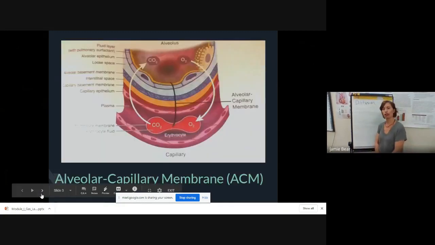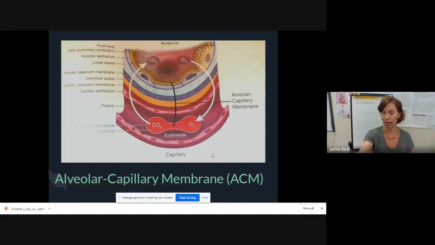So here's a good depiction of the alveolar capillary membrane. You can see the top is a micro picture of the alveoli itself, and it's showing that oxygen is coming into the alveoli. That's its greatest concentration. And then it's going to move through all of the layers, so the alveolar epithelium, the loose space, the basement membrane, the interstitial space, and then go through the capillary membrane itself, and it's going to connect right here onto the red blood cells, specifically onto the hemoglobin, and it's going to move to the tissues, and that's where it's going to exchange gas.